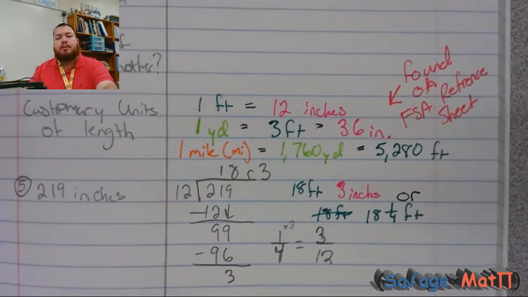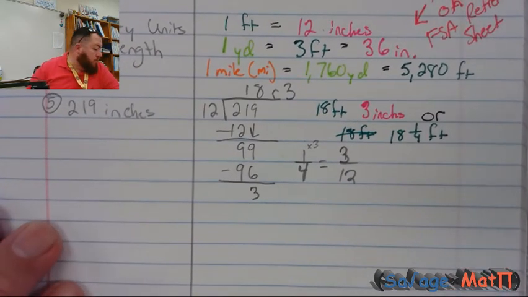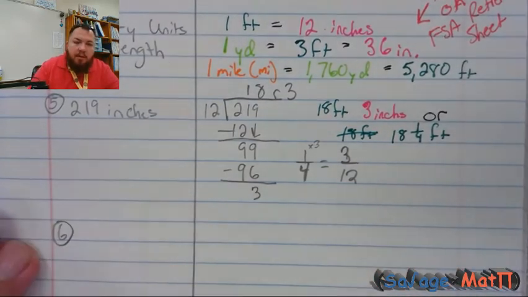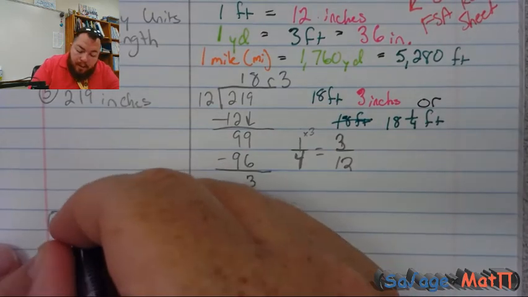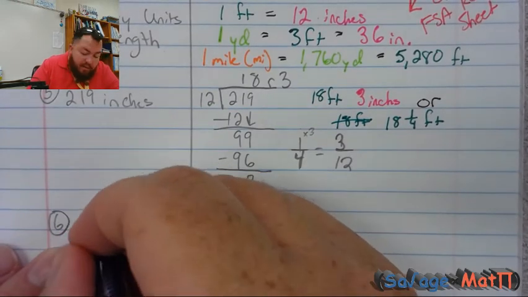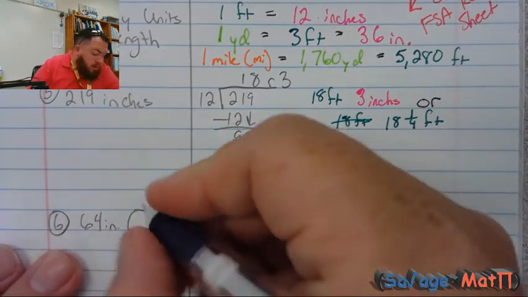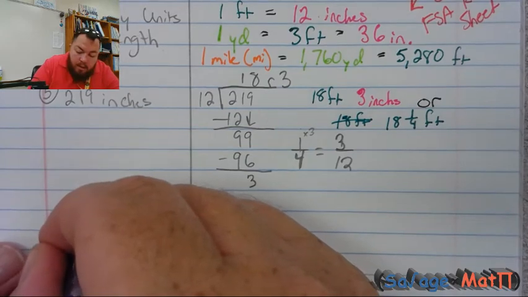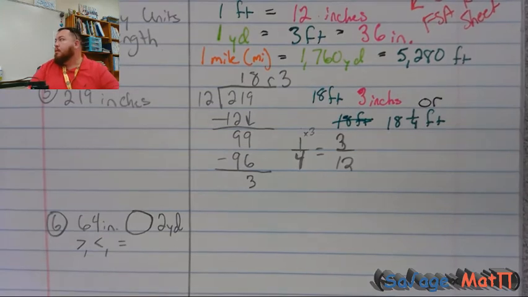Okay? The next thing we're going to be asked to do in this section, and I'm going to use number 6 from guided practice, is I have to compare lengths, write greater than, less than, or equal to. So I'm going to write 64 inches, 2 yards. And it could be greater than, less than, or equal to, okay? Those are my options.